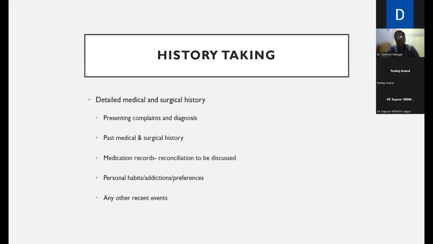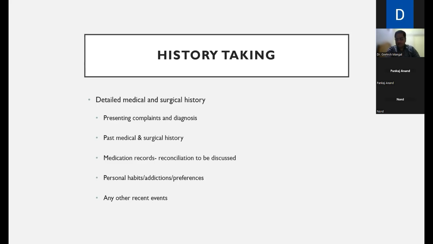So, a detailed medical and surgical history has to be taken. We have to understand the presenting complaints and the working diagnosis, which is usually available for surgical patients. Then we have to consider the past medical and surgical history of the patient. We have to go into the medication records and reconcile the medications. It has to be discussed with the concerned specialist if required.